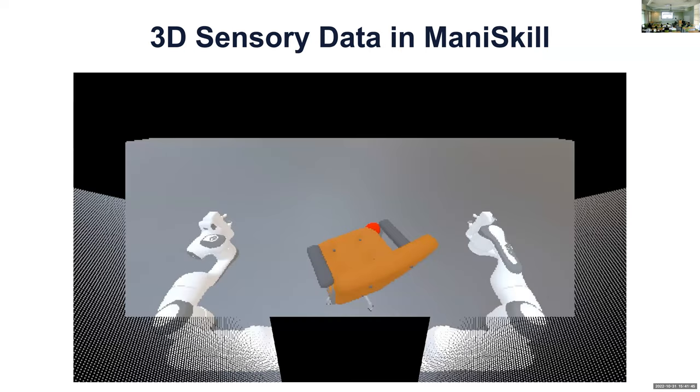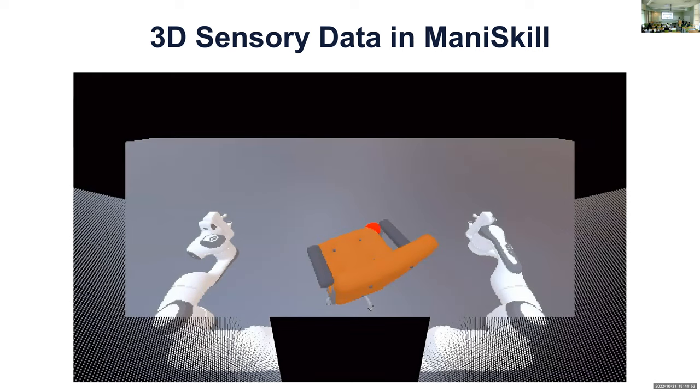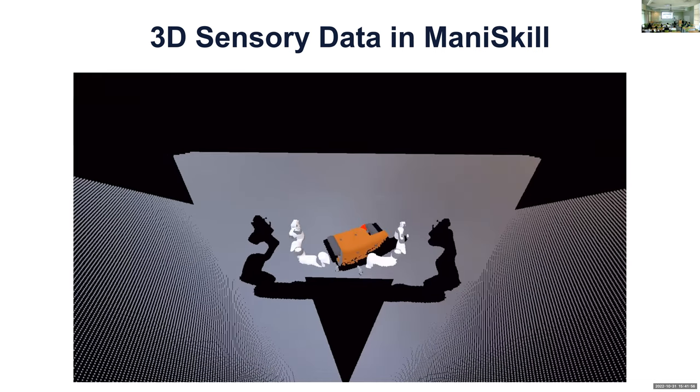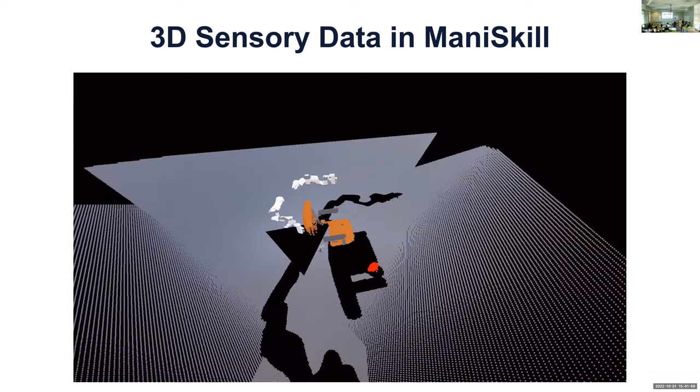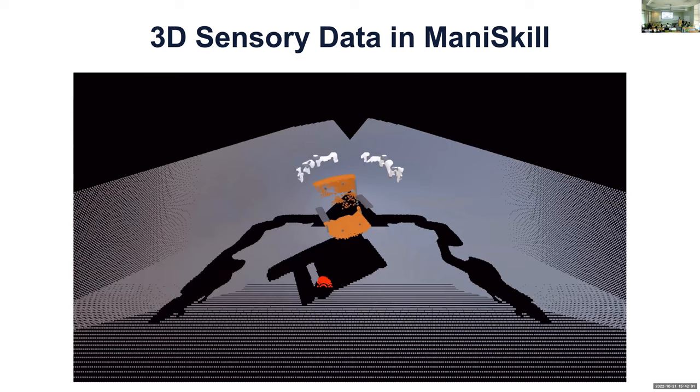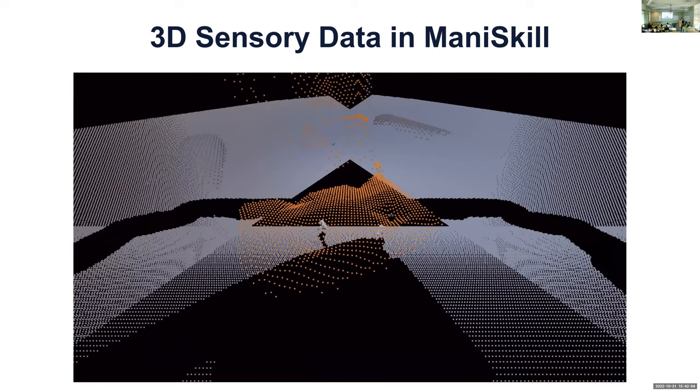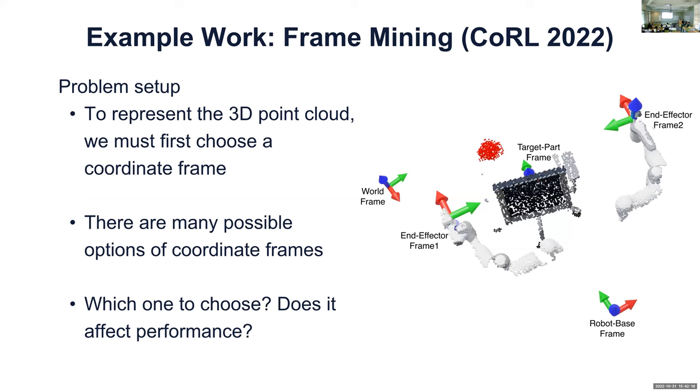We will still use ManiSkill as the benchmark and platform to train 3D reinforcement learning, because ManiSkill is a simulation environment that puts a lot of effort into getting the sensory data good. Here is a point cloud captured by the egocentric depth camera. It's a panoramic camera. We're going to learn the policies using this kind of point cloud input. There should be an animation here. Sorry.